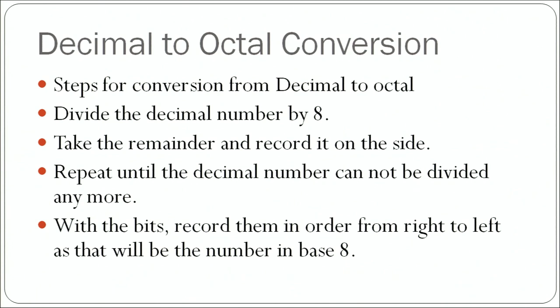So the steps for conversion would be the same. First, you divide the decimal number by 8, then you take the remainder and record it on the side. Then you repeat this process until the decimal number cannot be divided anymore. And then you record the bits in order from right to left, as that will be the number in base 8.